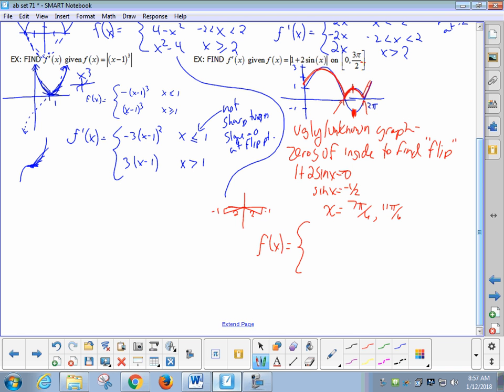This piece, is y getting negated, flipped, or is it straight up normal? Straight up normal. So the first piece is just normal, 1 plus 2 sine of x. From where to where? 0 to 7 pi over 6. And shall I include that 7 pi over 6? Is it, don't include it because there's a sharp turn there, or not?